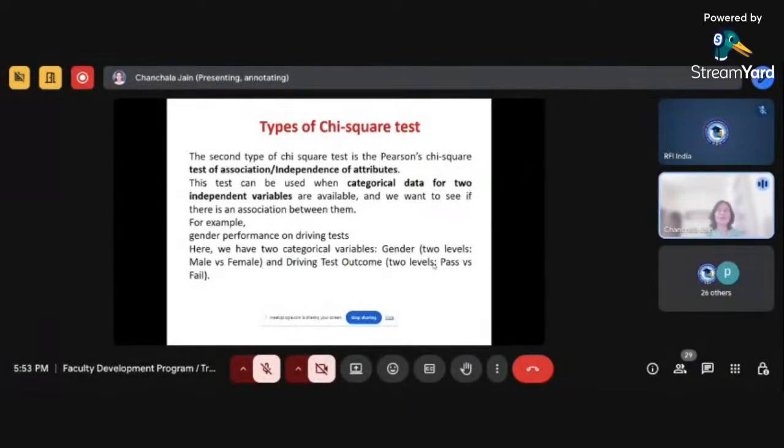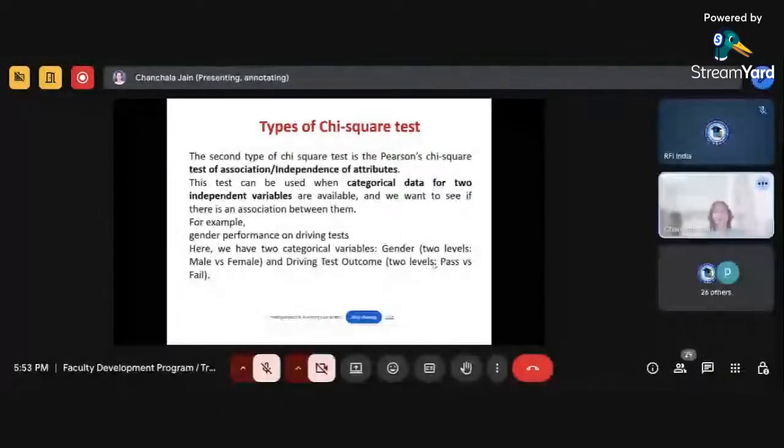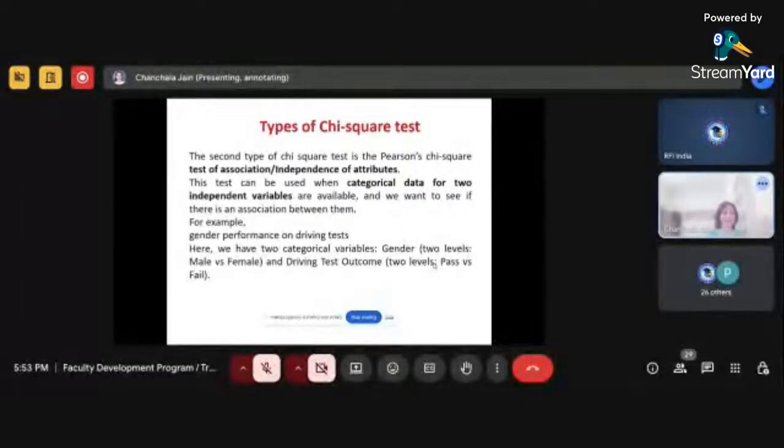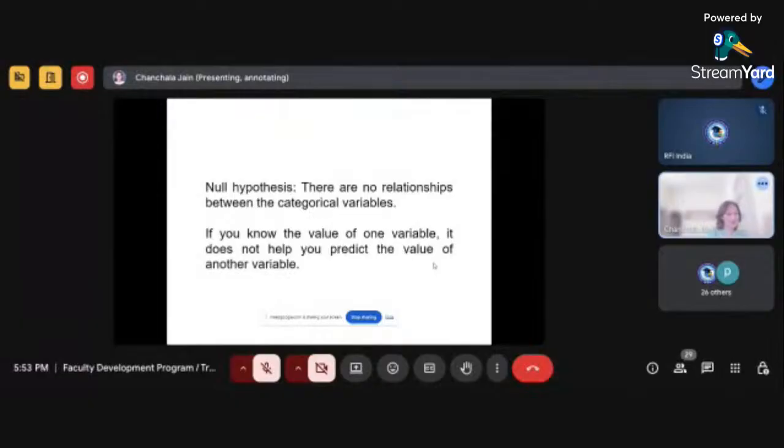Means gender is one variable. The result of the driving will be your second variable. Whether the person has qualified that driving test or not will be the outcome, right? So maybe I can say the person has passed the driving test or has not passed the driving test. So male, female, and pass and fail will be the two categories in both the cases. So if we want to find the association between them, we can go for the chi-square test of association, right?